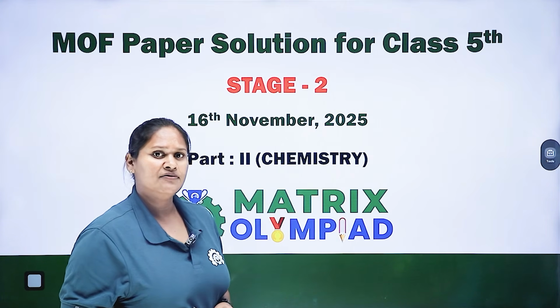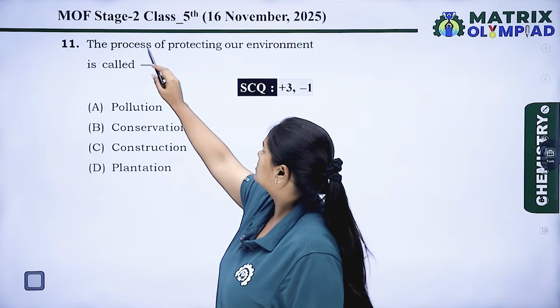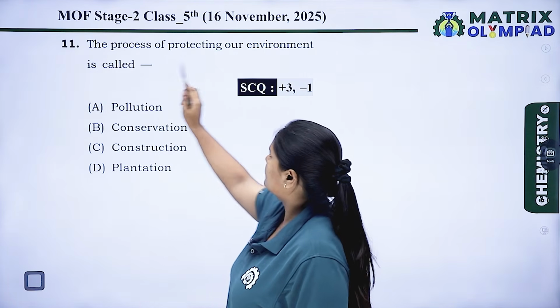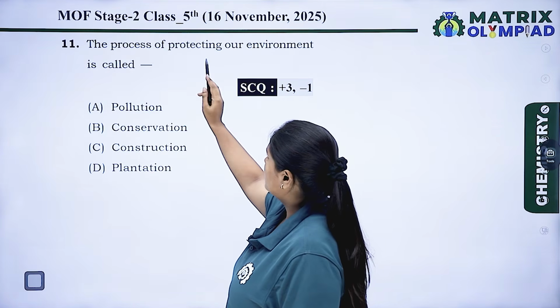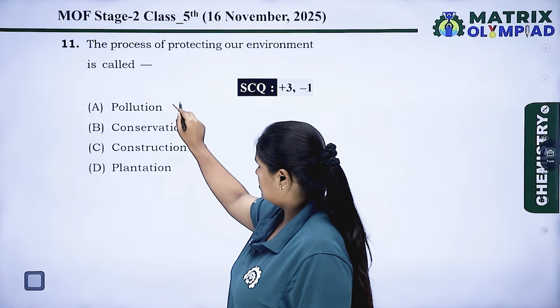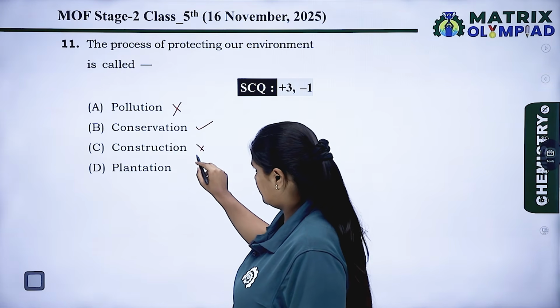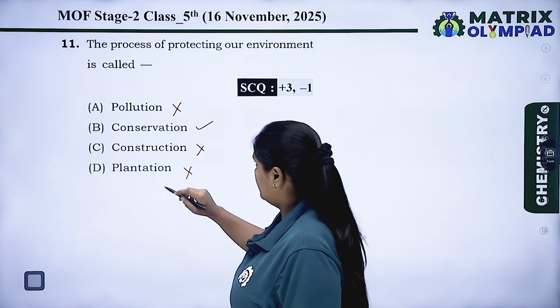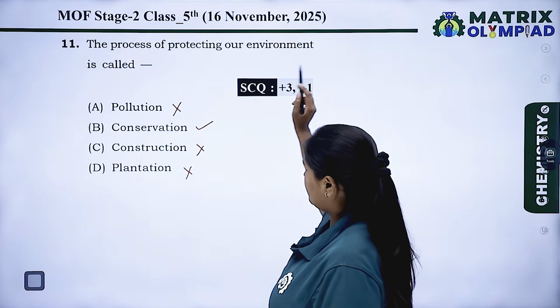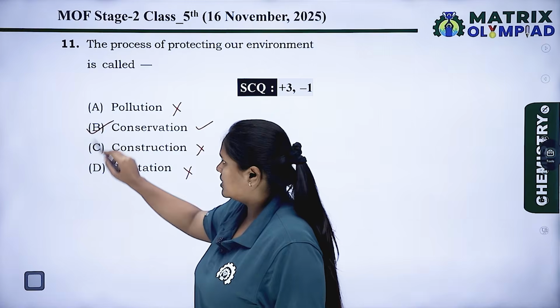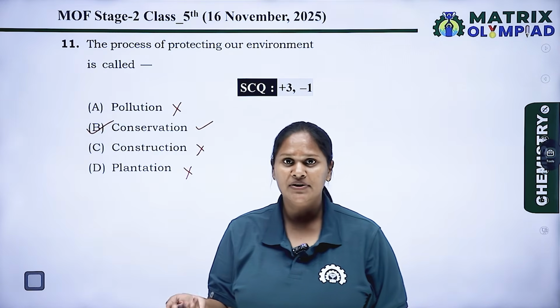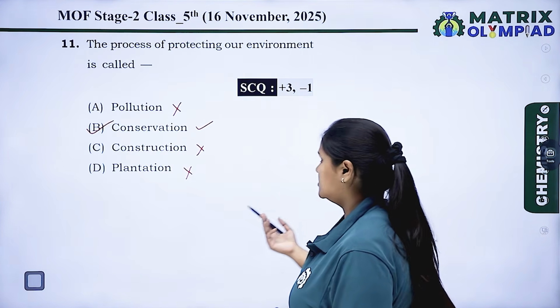So let's begin with the first question: the process of protecting our environment is called pollution? No. Conservation? Right. Construction? No. Plantation? No. We know that for protecting our environment, the word used is conservation. So option B is the right answer for this question.